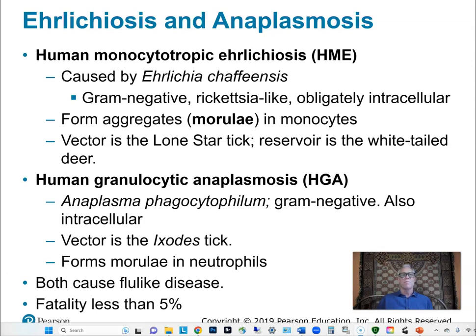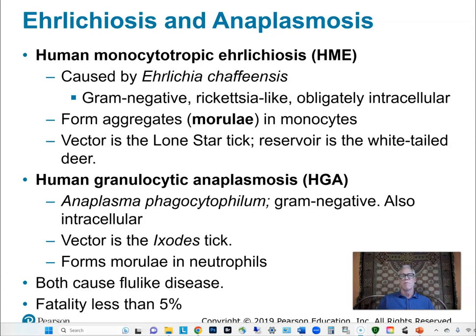Ehrlichia chaffeensis is a gram-negative rickettsia-like microbe, and it lives inside of monocytes, and the bacteria aggregate in the monocytes, forming what are called morula. The vector is the lone star tick, and the reservoir is the white-tailed deer. So Ehrlichias get into the blood and inhabit those monocytes and can live in the monocytes and cause disease.